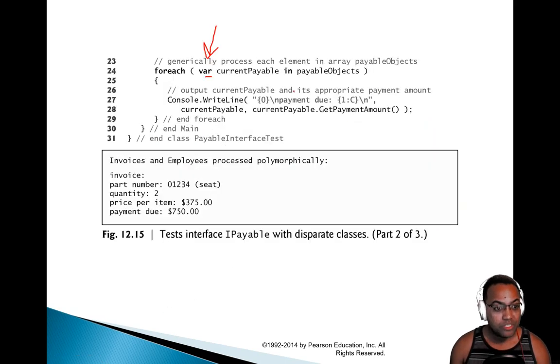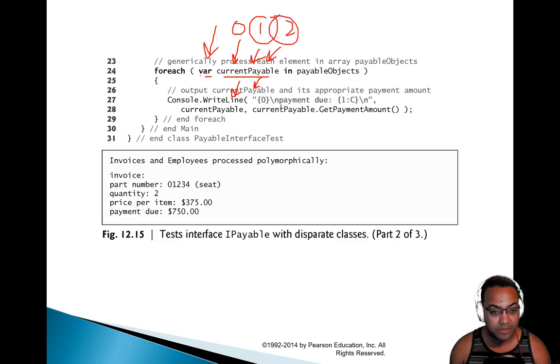So, when we do this for each statement, we can say var current payable, which is the variable of the object that's being iterated on. So for each will go, okay, is there something in the 0th position? Cool. I'm going to put it into the current payable, and I'm going to do something with it. Then it goes to the first position. Is there something in the first position? Okay, I'm going to put that in the current payable, and then I'm going to do something with it. Is there something in the second position? Yep, there is. I'm going to put it in the current payable. You see how that works?